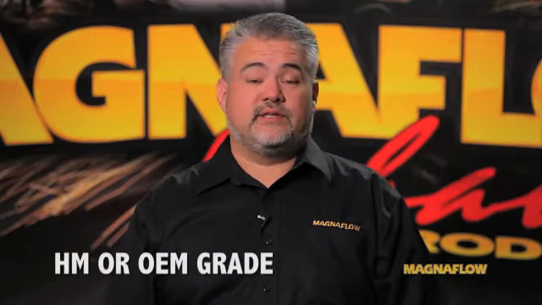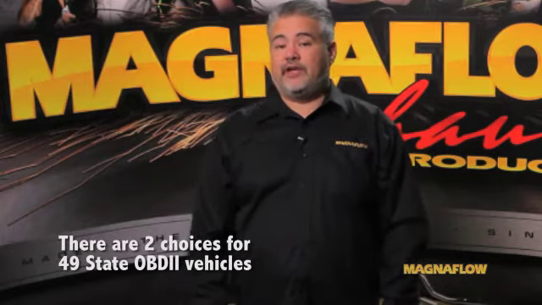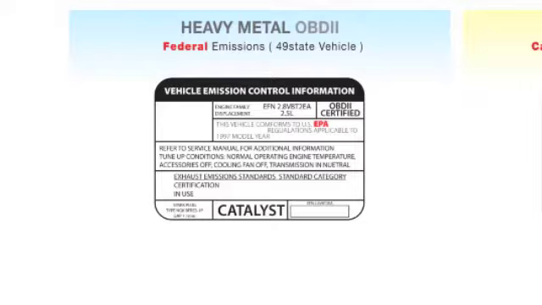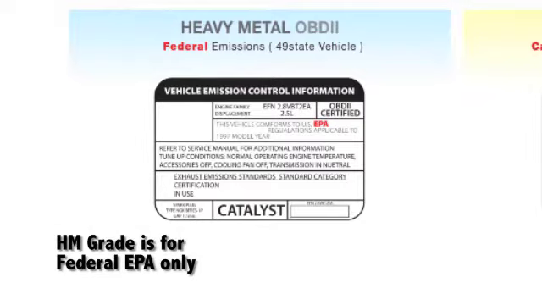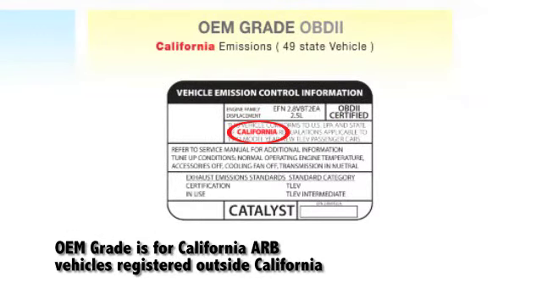The final step is selecting the right grade of catalytic converter. For 49 state OBDII applications, there's only two choices. We have our HM heavy metal and our OEM grade. The HM, or heavy metal grade, is intended for use on 49 state applications with a Federal or EPA certification, while the OEM grade is intended for California ARB certified applications registered and operated outside the state of California.